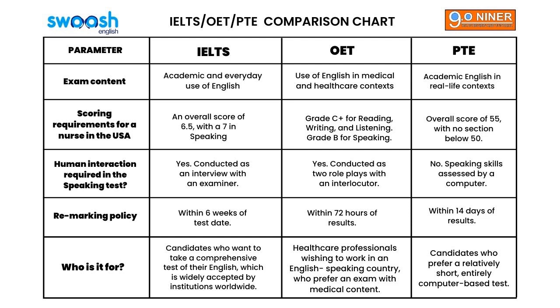Whereas for OET, it should be a grade of C plus for reading, writing, and listening, and a grade of B for speaking. Now, the reason for this is there's no overall score for OET. You only get individual scores for each one of the subtests and no overall score. So you get C plus for reading, writing, and listening, and B for speaking, because there's no overall score.